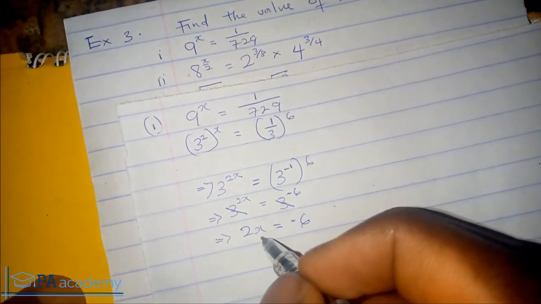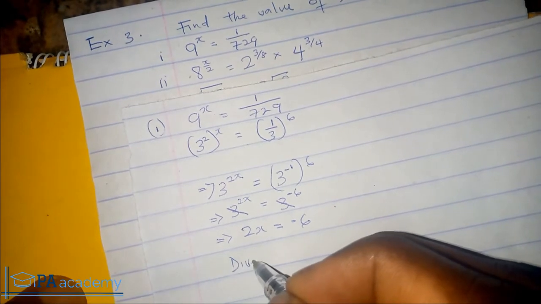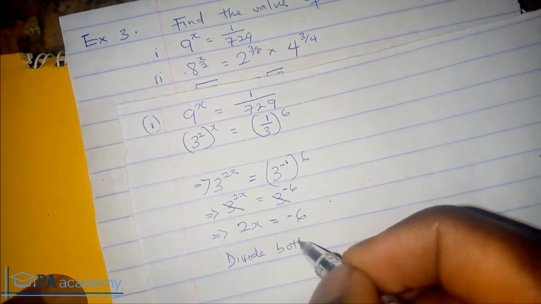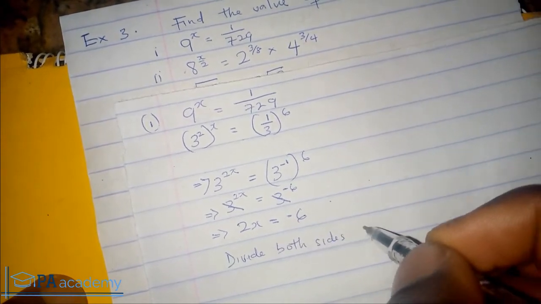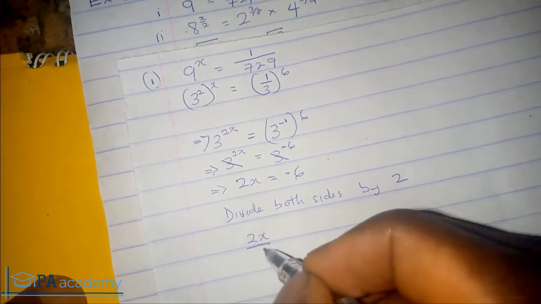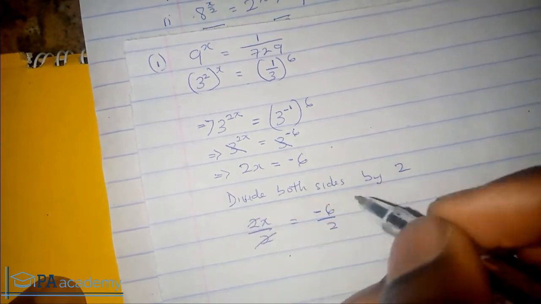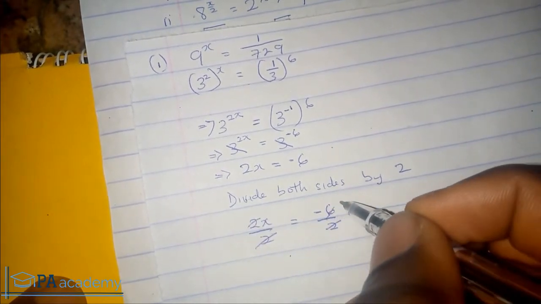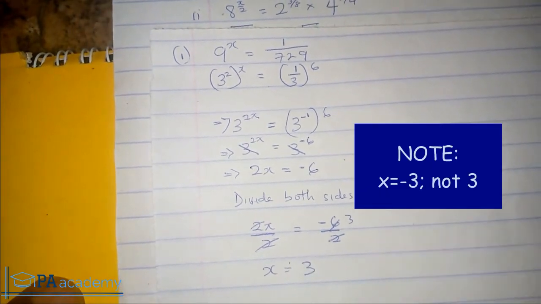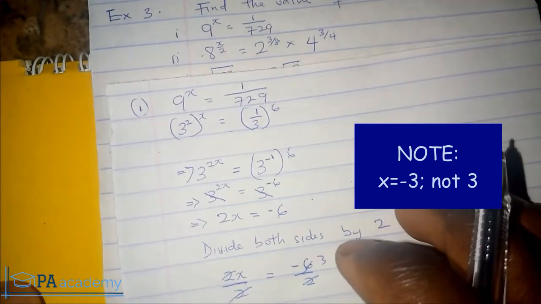At this point, since we are looking for x, we can just divide both sides by 2. So what we have is 2x over 2 is equal to minus 6 over 2. The 2 cancels 2, and minus 6 over 2 is minus 3. So x is equal to minus 3. This is the solution to the first one. So let's go to the second one.